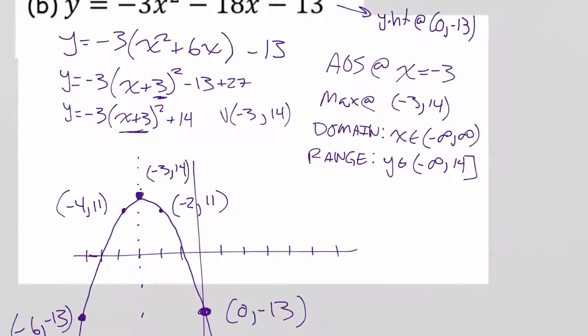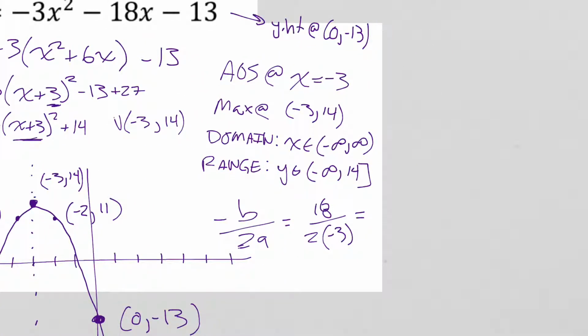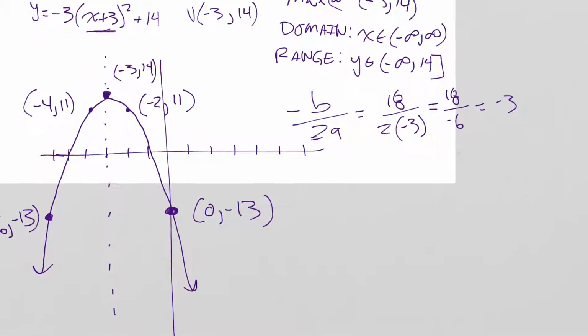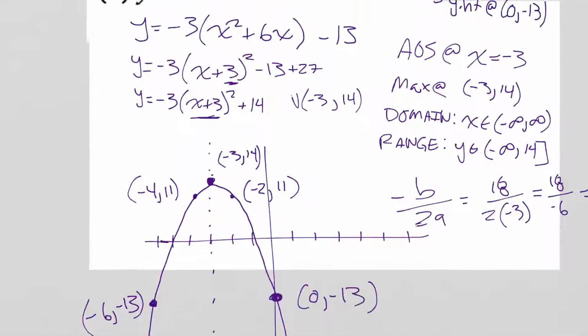Think about other ways you could have found your axis of symmetry. You could have done negative b over 2a, which means negative b, well, b is 18, negative 18, so negative b is positive 18, divided by 2 times a, which is negative 3, right there. If we simplify that, 2 times negative 3 is negative 6, so 18 divided by negative 6 is in fact negative 3, the value we found by completing the square. Cool. Alright, so there's all of that information, and we sketched our graph, and it looks pretty good, and we're going to call that good.